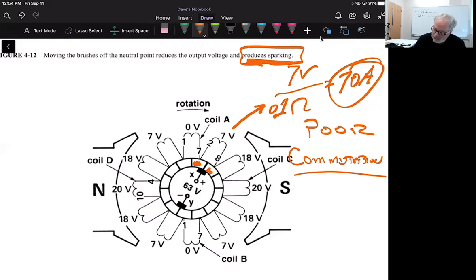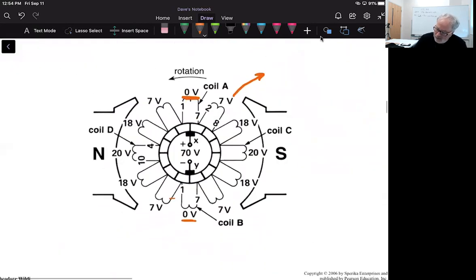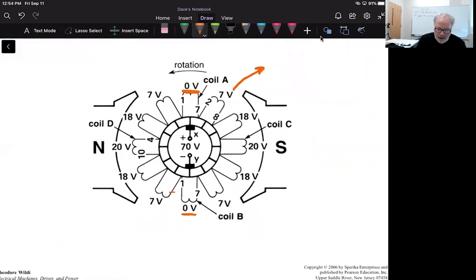That's something we try to avoid, and we'll look at how we avoid that in future segments in this chapter. But this is the condition that we strive for: 0 volt coils being in that position so that no current flows during the operation of this generator.